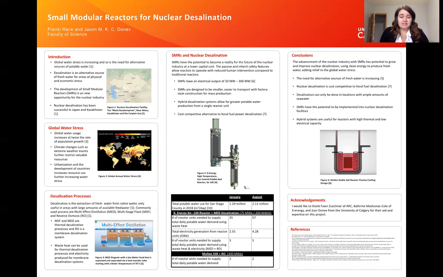They're smaller in size with a lower capital cost, and they also have passive safety features, which makes them considered meltdown proof. So for this study, I have looked at San Diego, California, as California is a high water stress state. It's also coastal, giving us a large option for feed water.